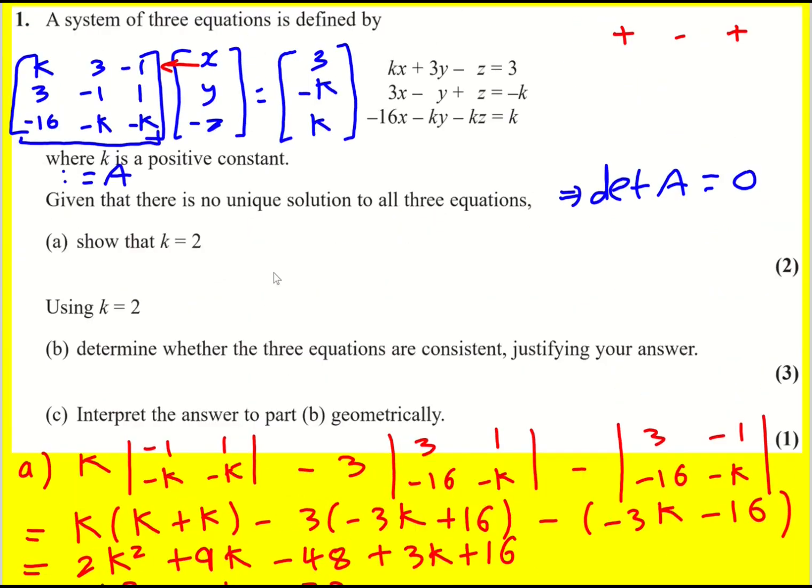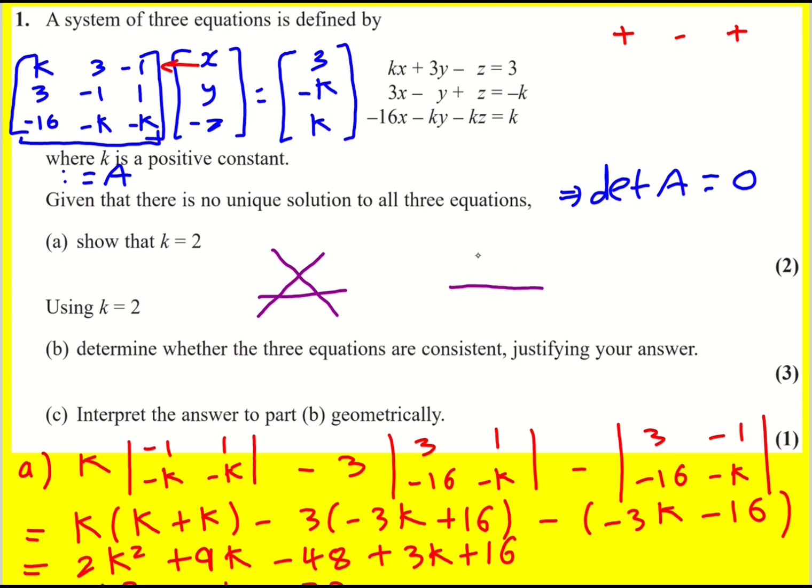We're then asked to use k equals 2 and determine whether the three equations are consistent, justifying our answer. That is, is there going to be a solution at all, even if it's not unique, or is there not going to be a solution? Before we look at this, by the way, these are all planes. A situation where you wouldn't get a solution would be if you had, say, a horizontal plane going in and out of the page, and then a plane going up and a plane going like that, because there's no place where they all intersect. That would be an example of an inconsistent system.